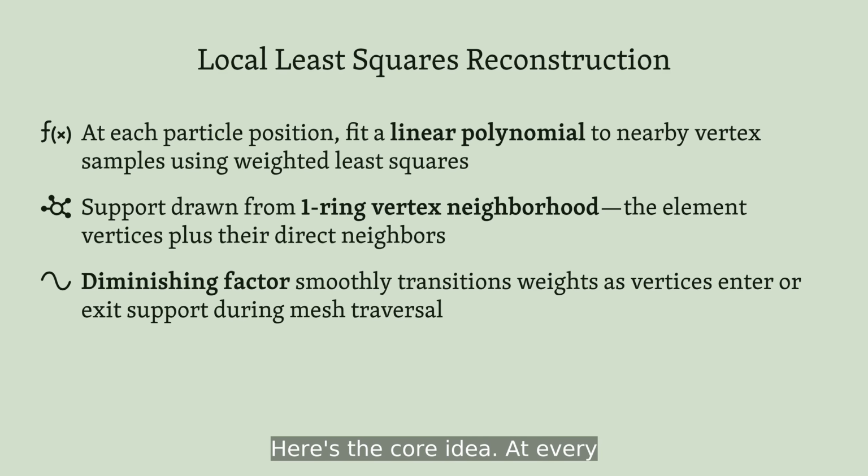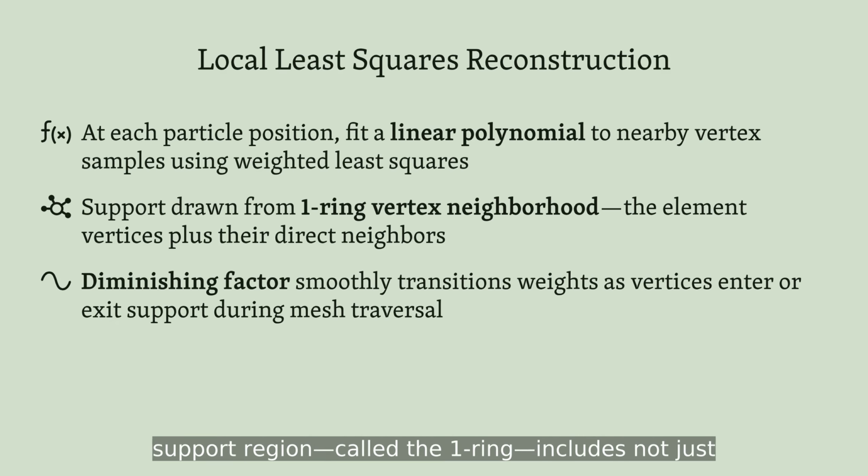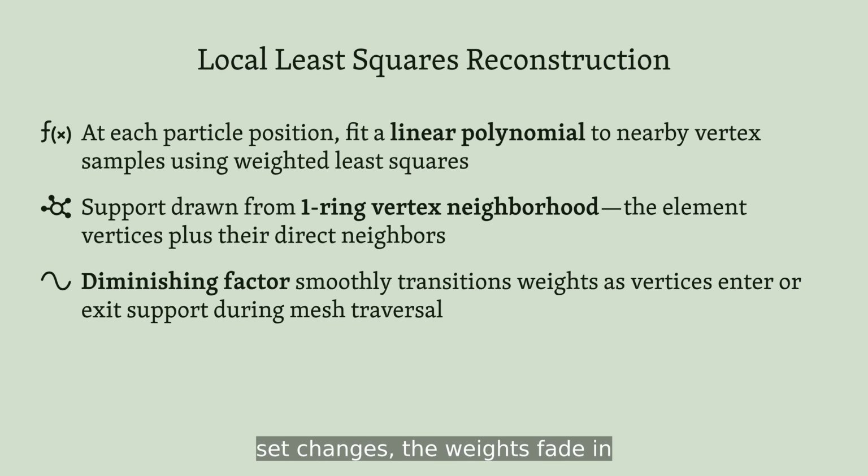Here's the core idea. At every particle location, MLS-MPM solves a localized, weighted least squares problem to reconstruct the field and its gradient from values at nearby grid vertices. The support region, called the one ring, includes not just the containing element's vertices, but also their immediate neighbors. A diminishing factor ensures that when a particle crosses an element boundary and the vertex set changes, the weights fade in and fade out smoothly rather than jumping discontinuously.